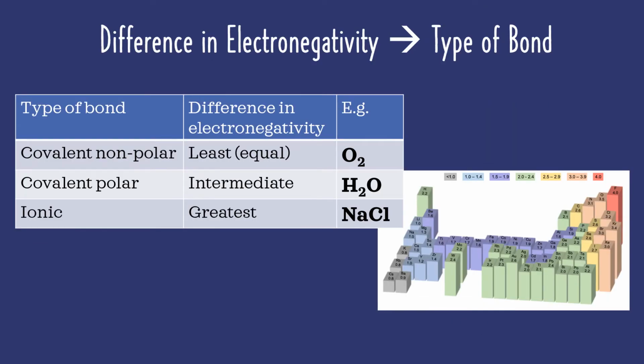These scenarios produce different types of chemical bonds. When there is little difference between the electronegativity of the atoms involved, a covalent nonpolar bond is produced. This is when electrons are shared evenly. Next, when there is a noticeable difference in electronegativities, the atoms connect via covalent polar bonds.